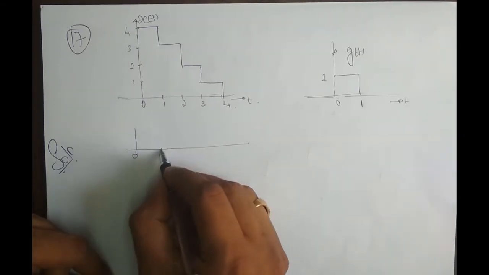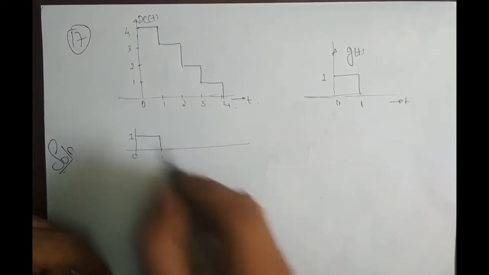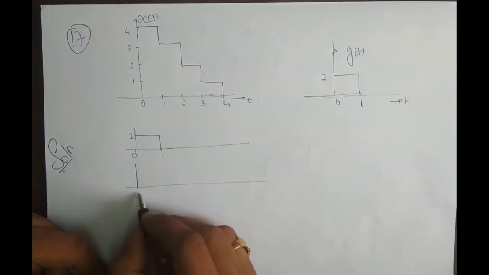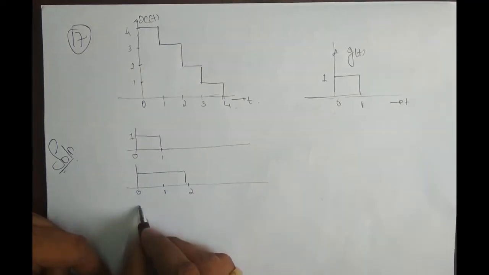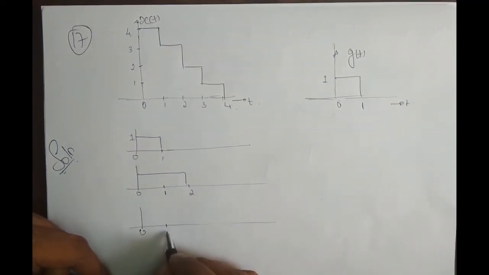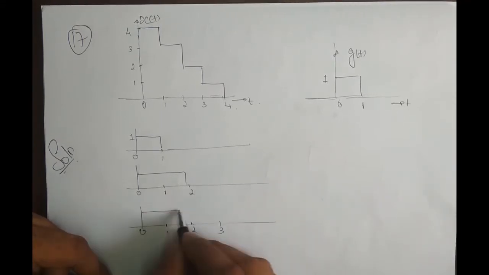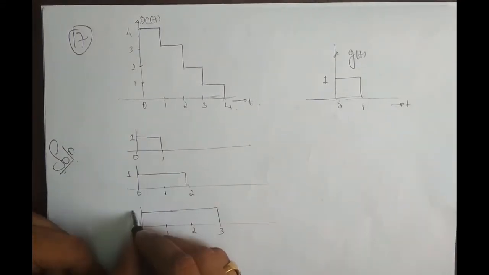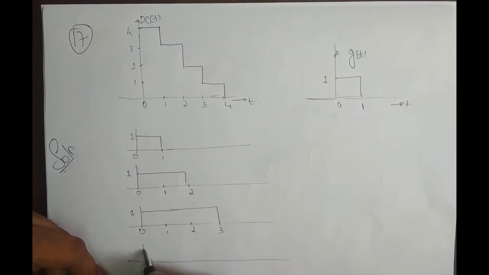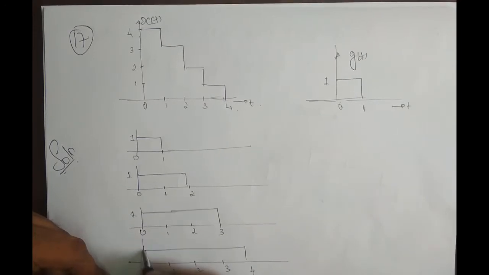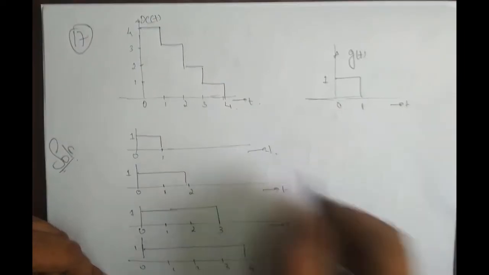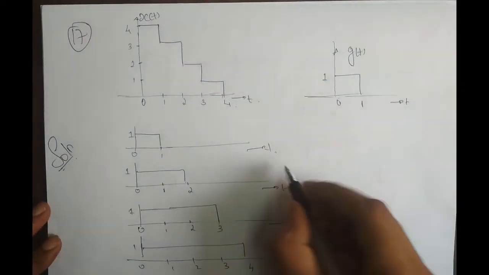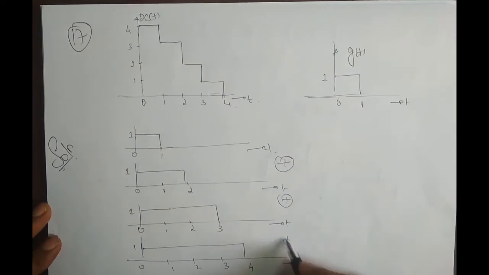0 to 1, its amplitude is 1. The second signal is 0 to 2, its amplitude is 1, and the third signal is 0 to 3, its amplitude is 1, and the fourth signal is 0 to 4, and its amplitude is 1. So all these are independent variables. Now if I add all these 4 signals, what is it that I get?